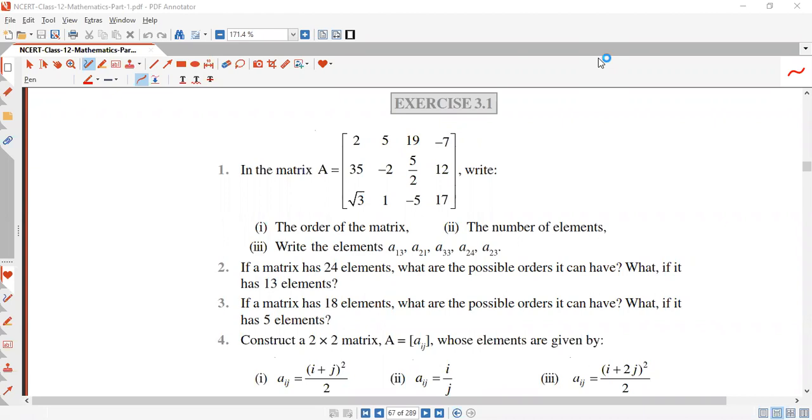Today we'll discuss the matrix chapter exercise 3.1. Now look at question number 1. In our matrix A, the elements are given to you: 2, 5, 19, minus 7, 35, minus 2, 5 by 2, 12, root 3, 1, minus 5, 17. Find the order of the matrix and the number of elements. Write the elements of A11, A21, A31, A33, A34, and A23.